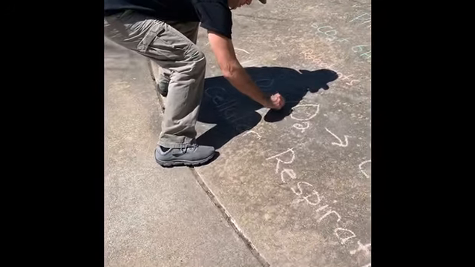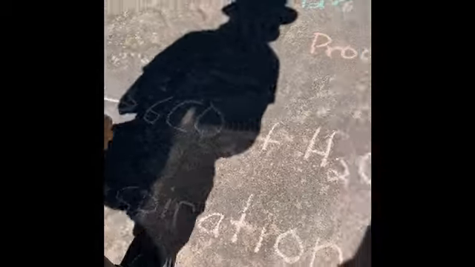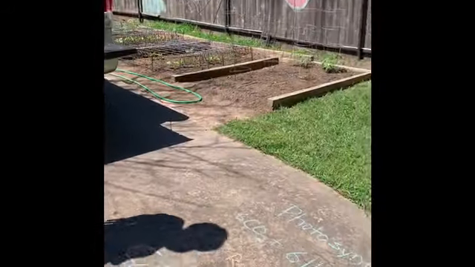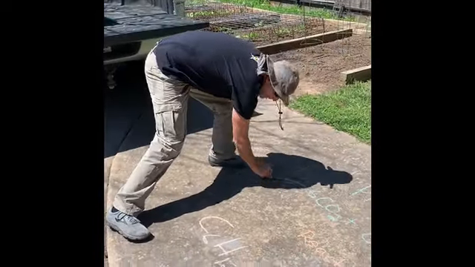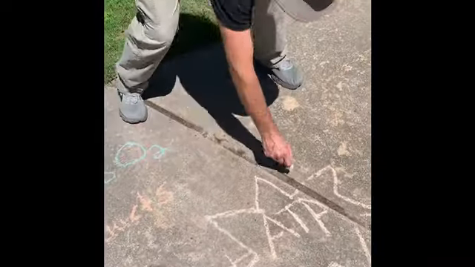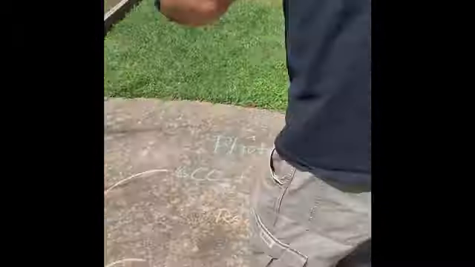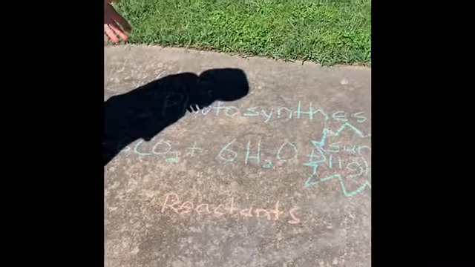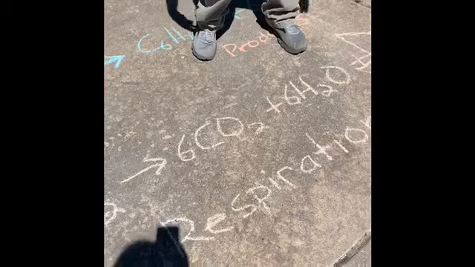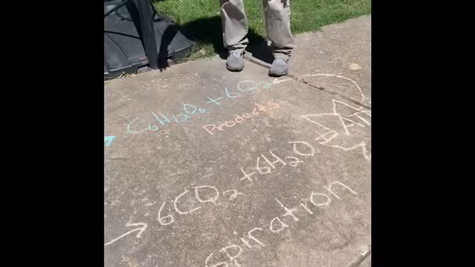We have to include our coefficients of 6 oxygen molecules, 6 CO2s, and 6 waters, okay? But when we're comparing photosynthesis and cellular respiration, first of all, we're saying that they're opposites of each other, okay? So one feeds the other in that sense, okay? And so we say that the reactants of photosynthesis are the products of cellular respiration, and vice versa. The reactants of cellular respiration are the products of photosynthesis.